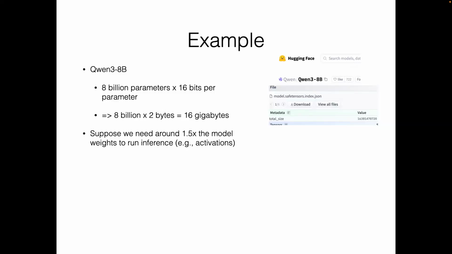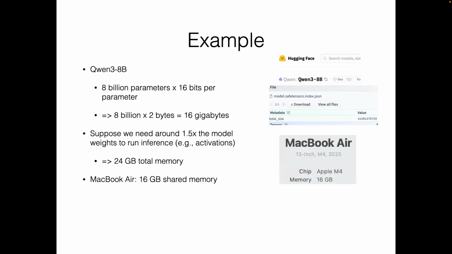This is just a rough approximation, but hopefully in the last lecture you got some appreciation for the memory involved in using a model. We don't have to only consider the memory required for storing the weights, but also things like activations as you're performing a forward pass through the model. So for this really simple argument, let's just say you need about 1.5 times the gigabytes of the model weights to actually run inference. I just made that up, but it's going to be some multiplier of your model weights. So let's say it's 24 gigabytes of memory.